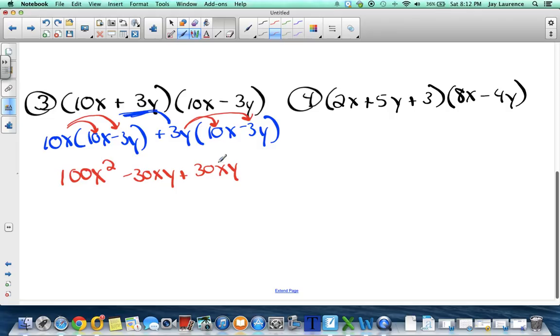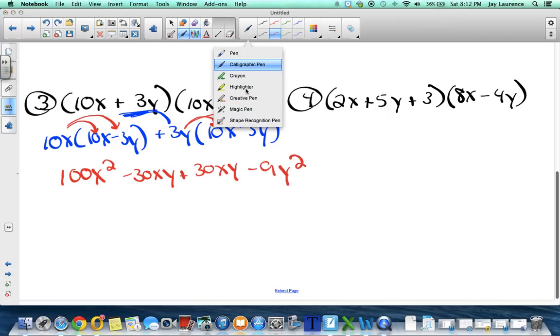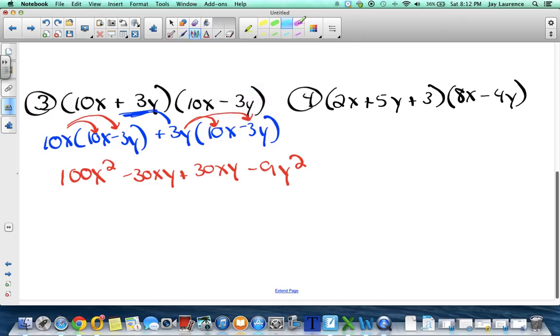You don't have to do that. I won't take off, but should you forget to combine like terms, then you're going to lose the points. Okay, so 3y times 3y, but it's a negative 3y, so it's going to be negative 9y squared. All right, like terms. Yes, that's right, Mr. Merrick, I heard you say it. There are like terms right there and right there.